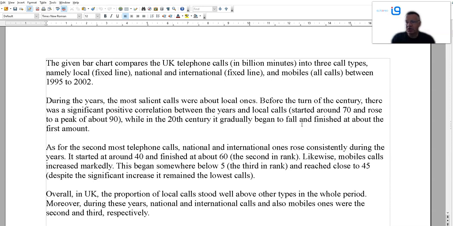So this is Cambridge number 9 academic test number 2 writing task 1. As you may or may not know, we're covering every single academic writing task 1 and also 2, but for this series it's task 1. We started in 17, 16, 15, 14, 13, 12, 11, 10 and now we're on number 9. Okay, so first things first.